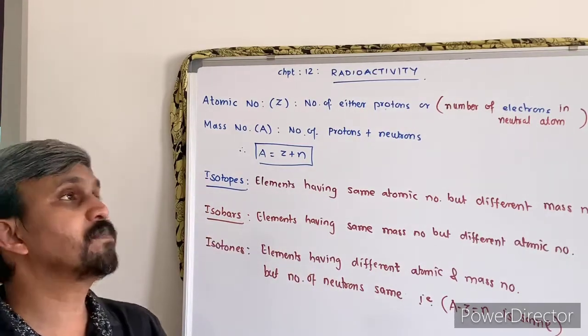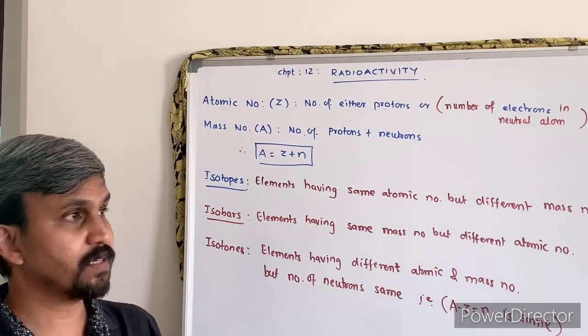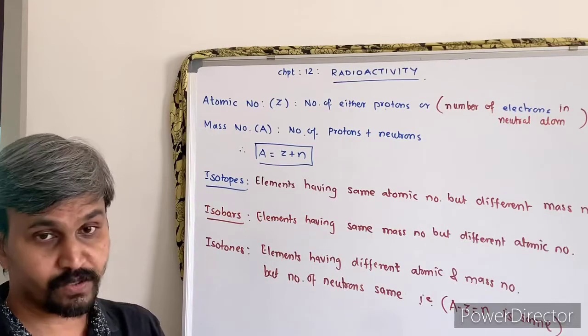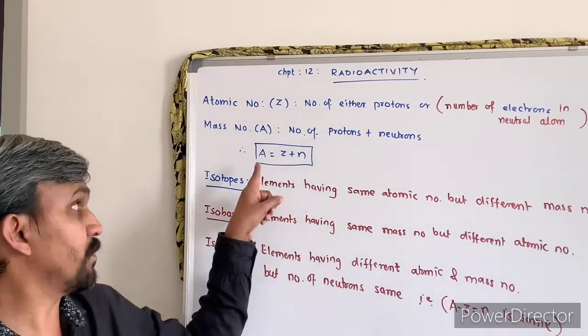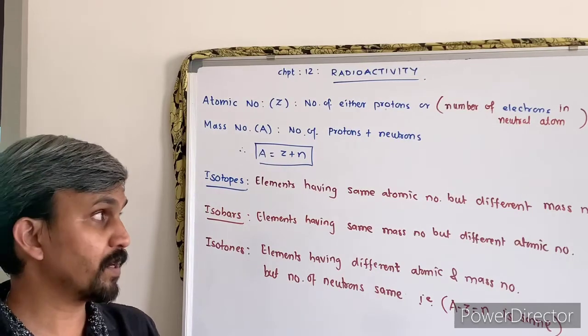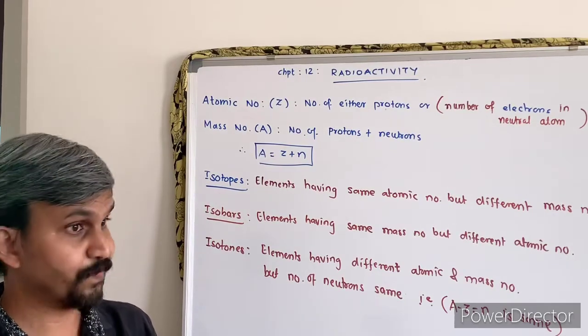Next, what is mass number? Mass number is the number of protons plus neutrons. Mass number is denoted by letter A, which is equal to Z plus N. Z is your atomic number, N is the number of neutrons.